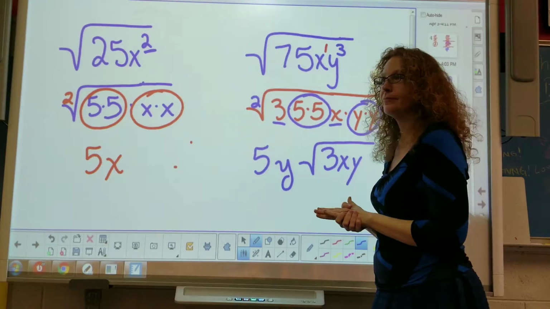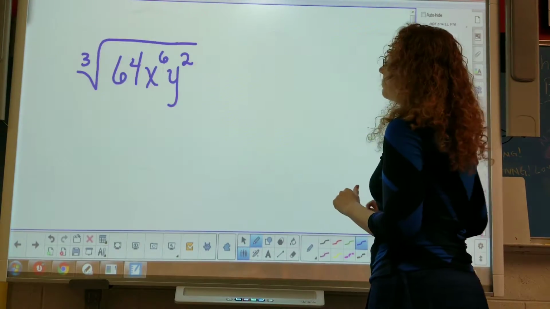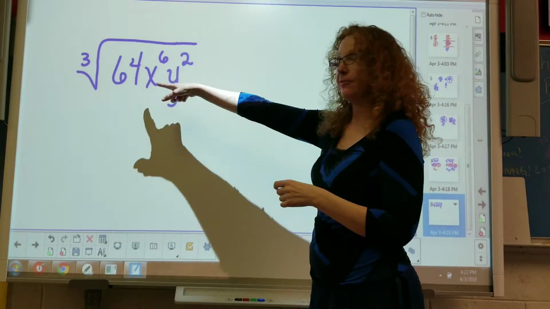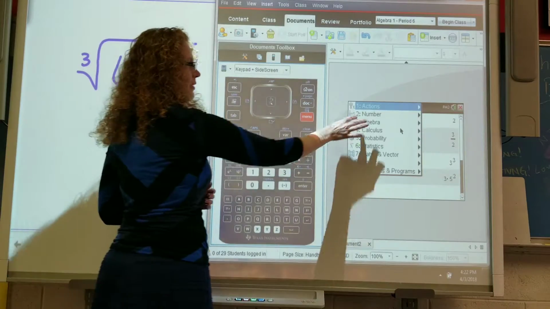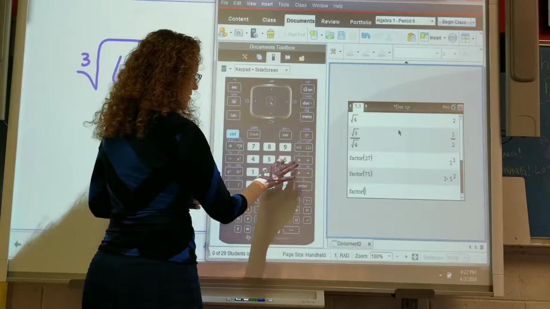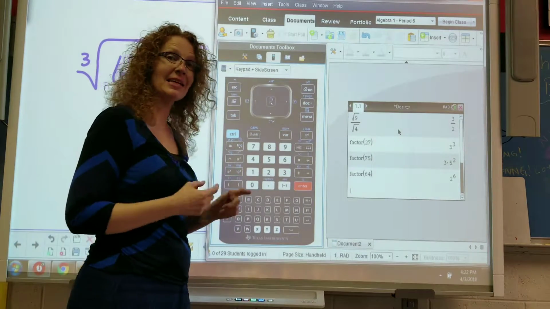Still looking for pairs. So let's look at a cube root, 64. I'm going to break that down in my calculator. Menu, number, factor, 64, enter. 2 to the 6, so I need 6 2's.